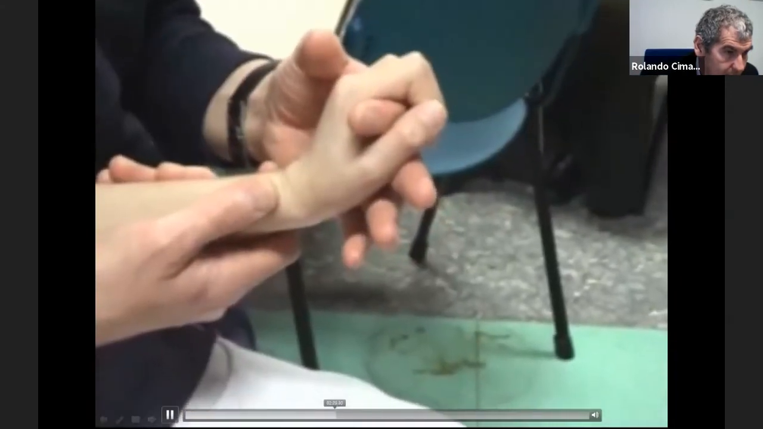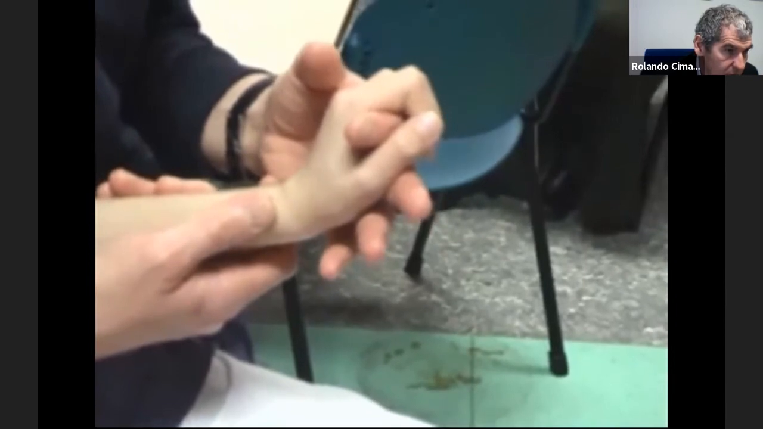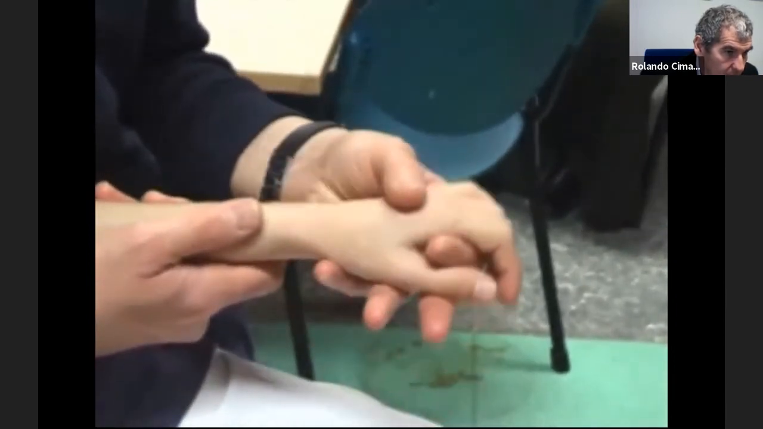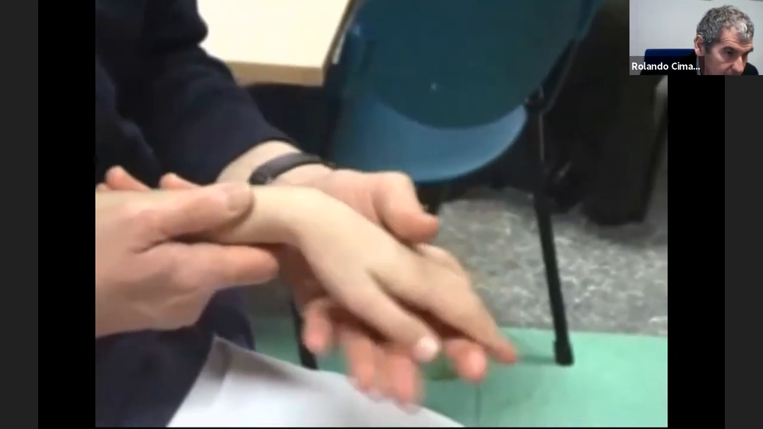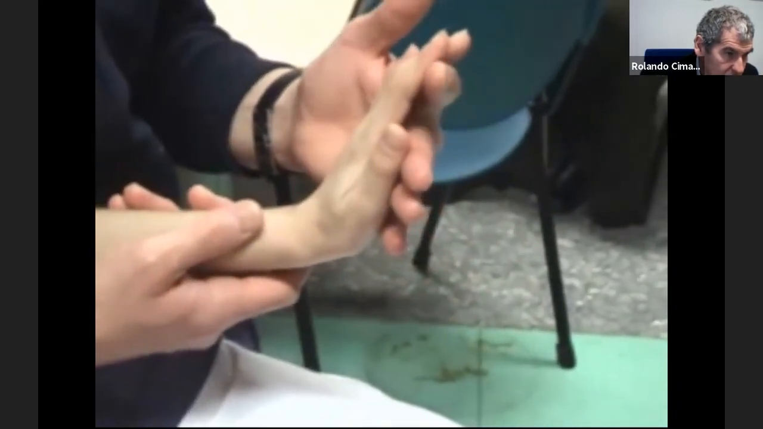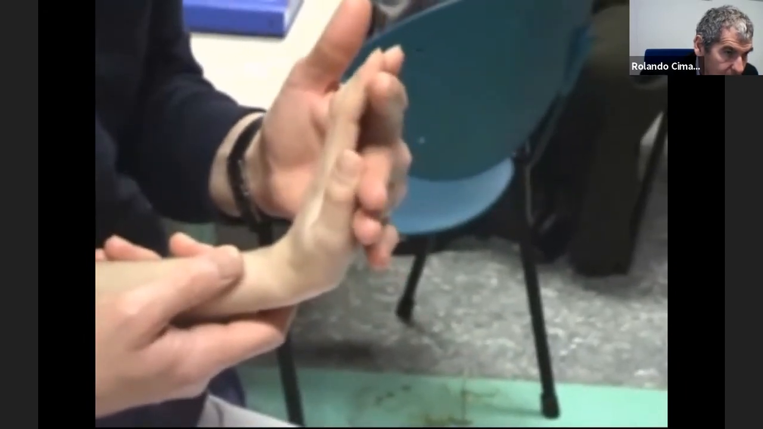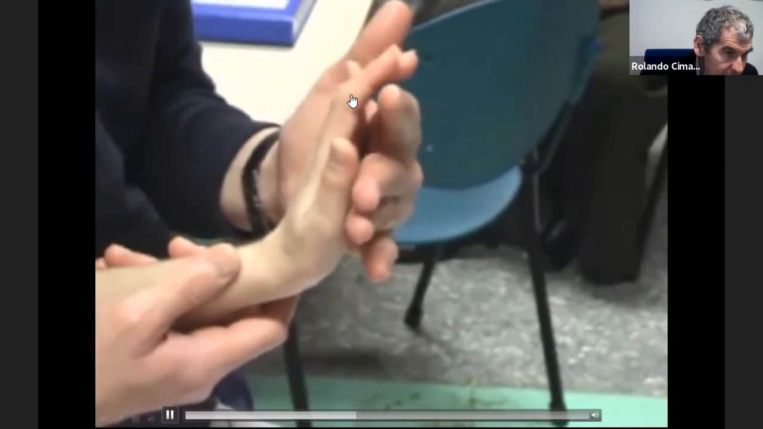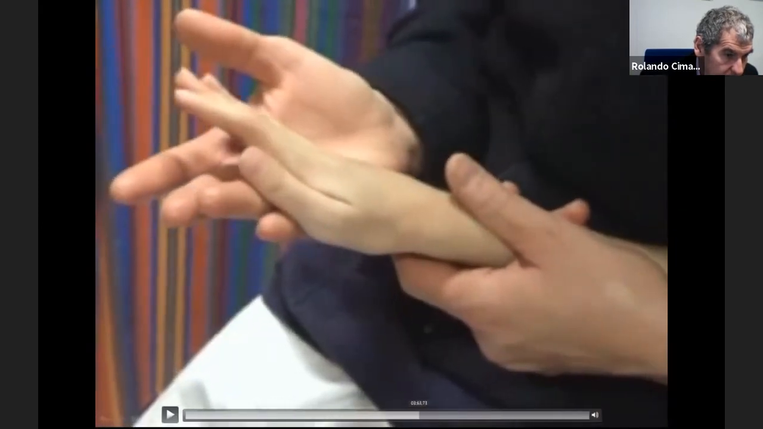Let me go a little bit further down. These are some examples. Look at the examination of the wrist of this girl, which even with some strength does not go above 70 degrees maximum in extension, 60 or 70 degrees. And look also at the fingers that are in flexion contracture. The same will be if we go a little bit further down to the lower limbs.